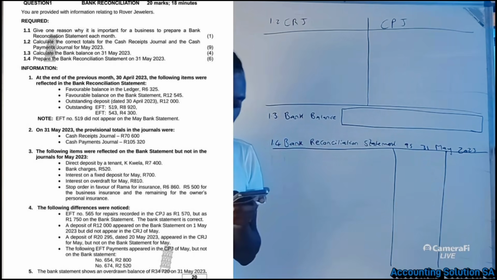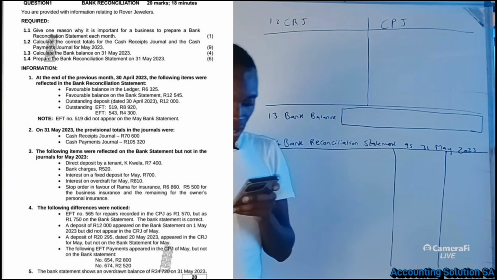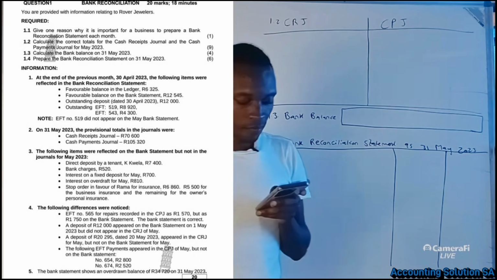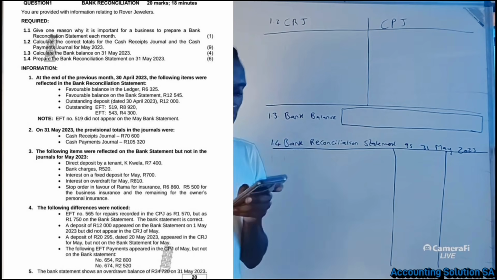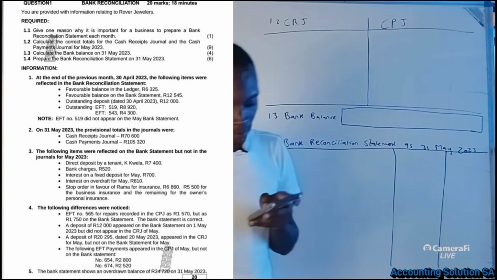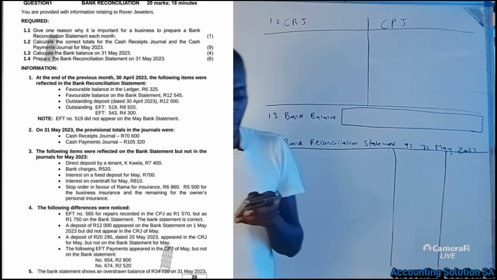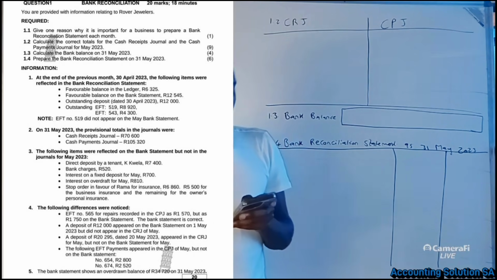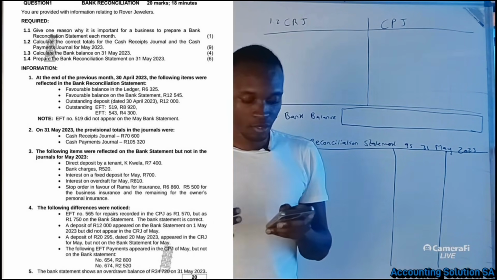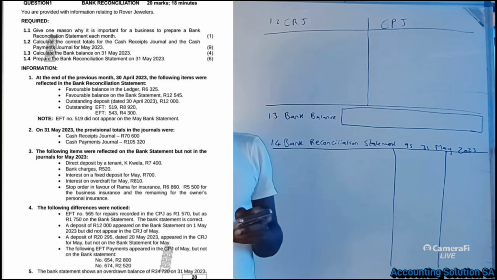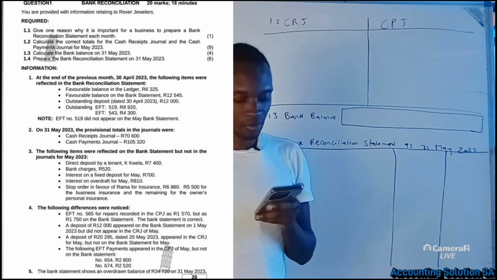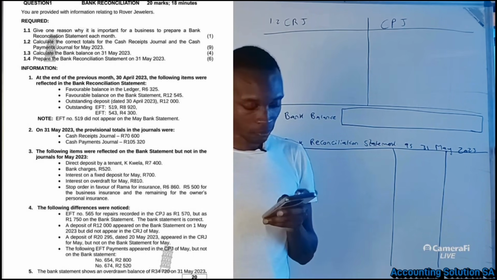Okay, and outstanding EFT number 519 and 543. And note, EFT number 519 did not appear on the May bank statement. Okay, which means that if it has not appeared, we have to record it again. We're going to discuss this when we proceed.